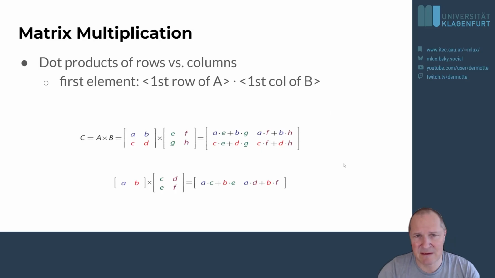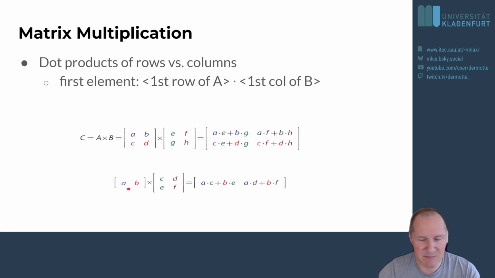And the hard ones are then the dot product of rows versus columns. And you have to have the same amount of rows in the first, so the number of rows in the first matrix has to be the number of columns in the second, because you multiply rows by columns. So here we have A and B, and A and B is multiplied by the first column vector here, so A times E plus B times G.